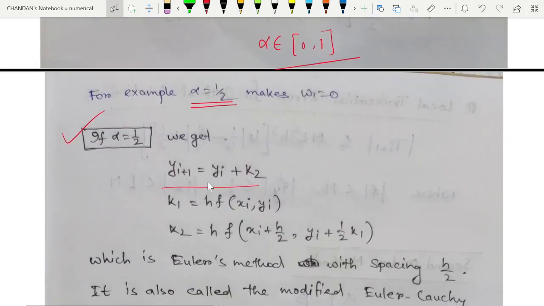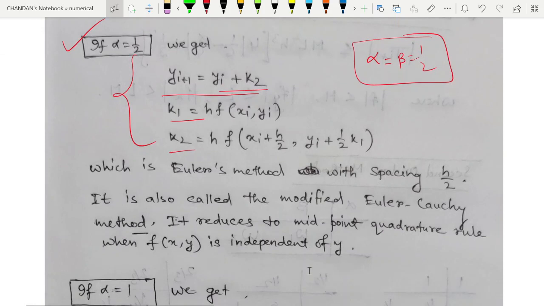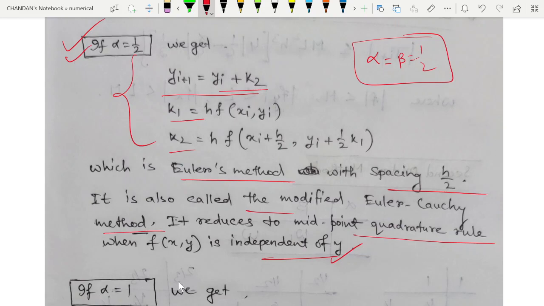If alpha equal to half, then we get yi plus 1 equal to yi plus k2, where k1 equal to h f of xi yi, and k2 equal to h f of xi plus h by 2 and yi plus k1 by 2. That is, we put the values of alpha, which is equal to beta, which is equal to half here, so we get this method. This is also an important method. It is known as Euler's method with spacing h by 2, and it is also called the modified Euler Cauchy method. It reduces to the midpoint quadrature rule when f of x y is independent of y. See how much is being deduced from here.